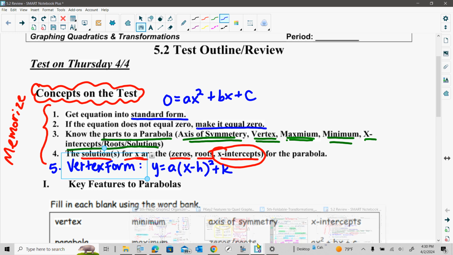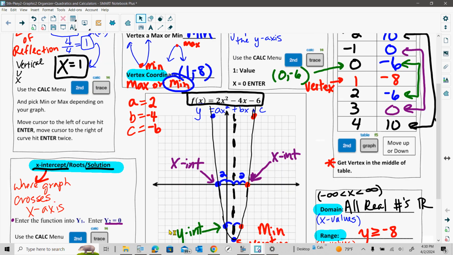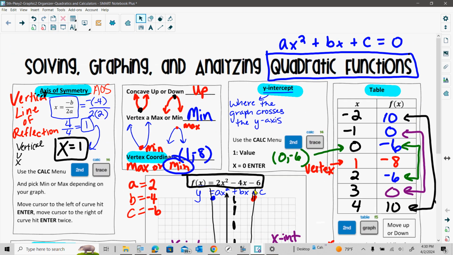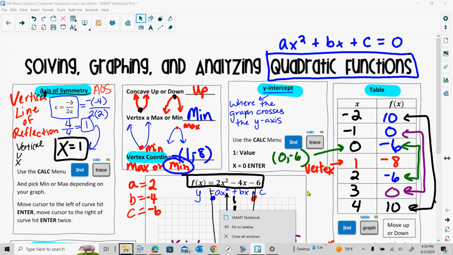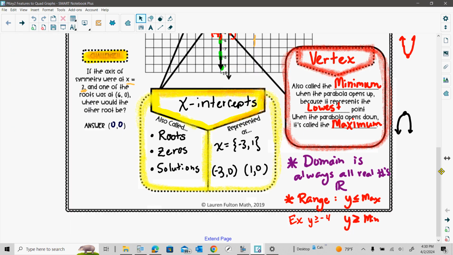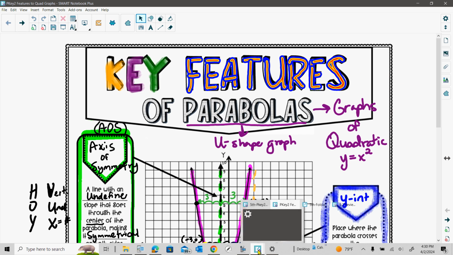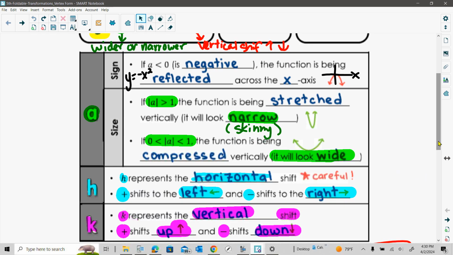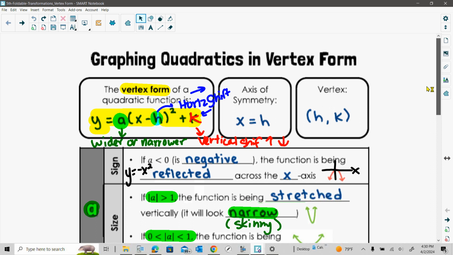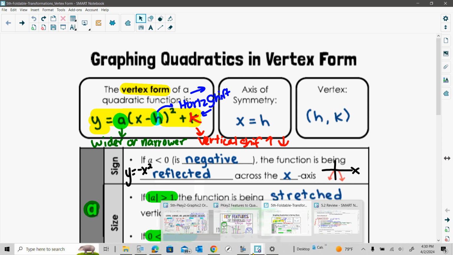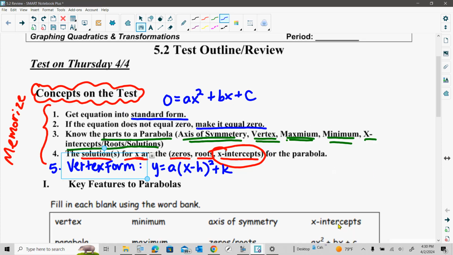So there are 3 sets of notes. There's our green one, this one. There's our key features of a parabola, which was this. And our third set of notes is our vertex form, graphing of vertex form, and transformations. That's kind of what we've been working on recently.